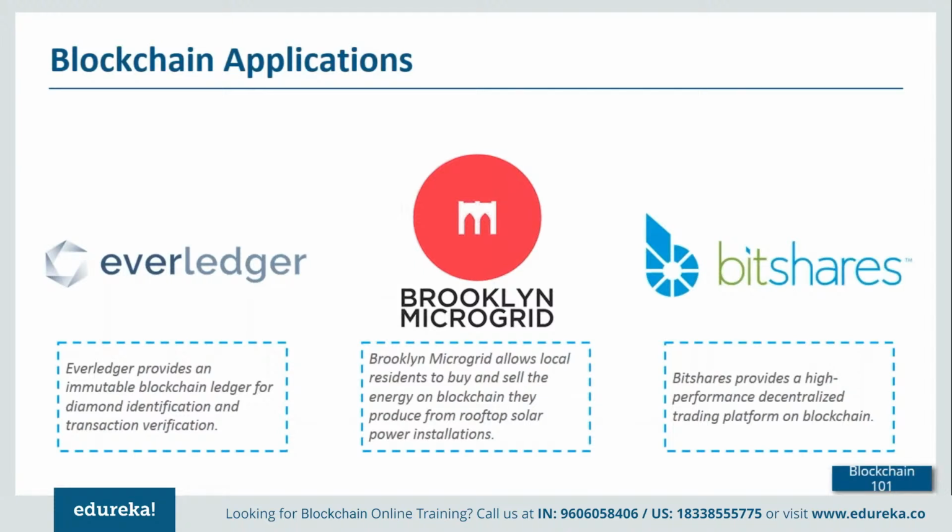Then you have the Brooklyn Microgrid, which basically is a platform for buying and selling energy that they produce from their rooftop solar panels. Interesting, right? Finally, you have BitShares, which basically is a high performance decentralized trading platform on Bitcoin. Now the item of trade can be anything as per your choice, but again it is quite a growing platform. Now these are just some of the revolutionary ideas that have just started in the blockchain system. So if you do have some idea, I would definitely recommend that you start right away, because this is one of the greatest times for people who are moving into the blockchain and Bitcoin technology.